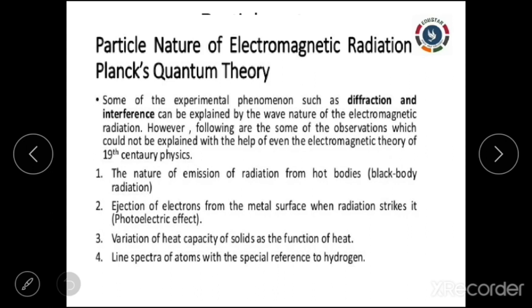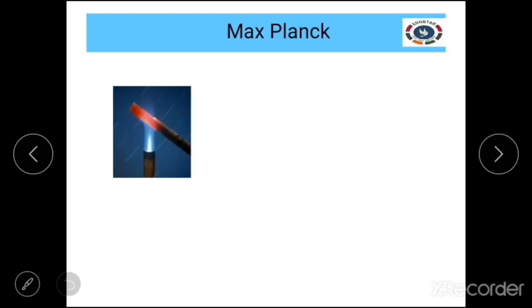Okay, so what are the things they have said? The nature of emission of radiation from hot bodies, black body radiation and the photoelectric effect. These two are the important things for proving the particle nature. First, we have to look at the black body radiation. See, while heating an iron rod, it first turns red, then orange, and then gradually it turns blue.